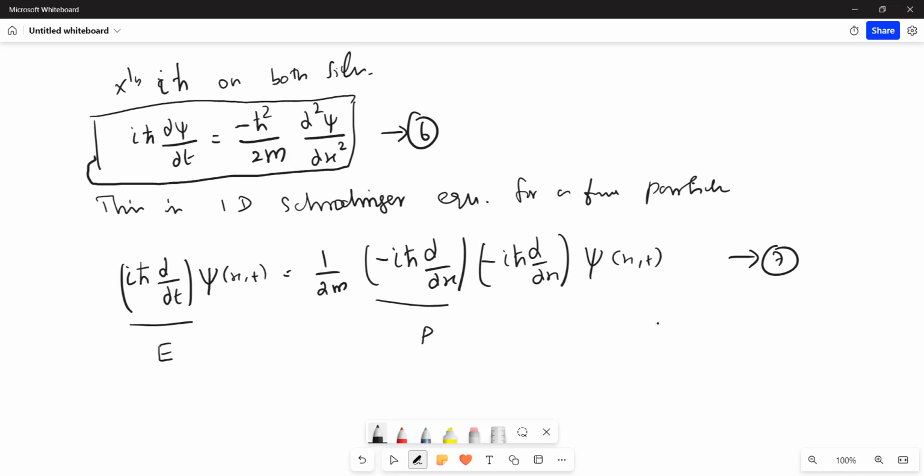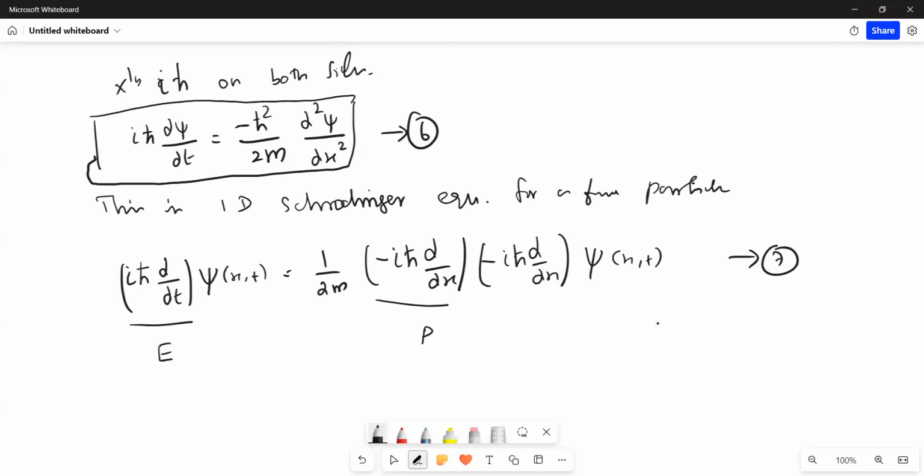From this we can say, what we started from in the first equation: energy is equivalent to p square by 2m. See, this is p, and this is p by 2m. So this equation number 6 is nothing but the general energy equation, E equals p square by 2m, which in quantum mechanics we derived in this form, in one dimension.